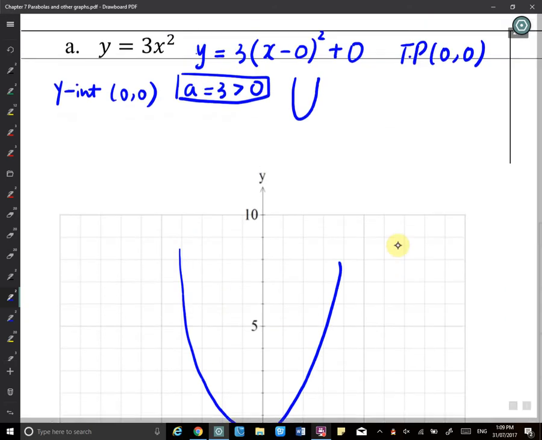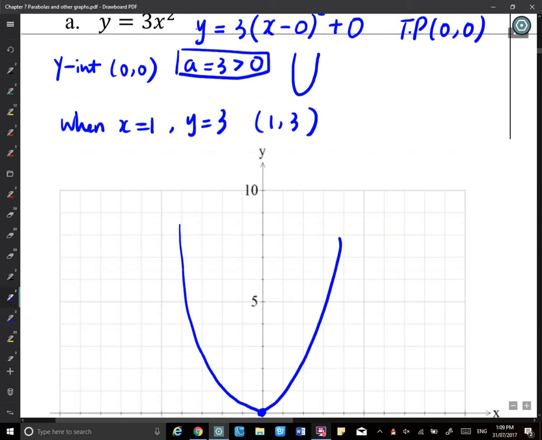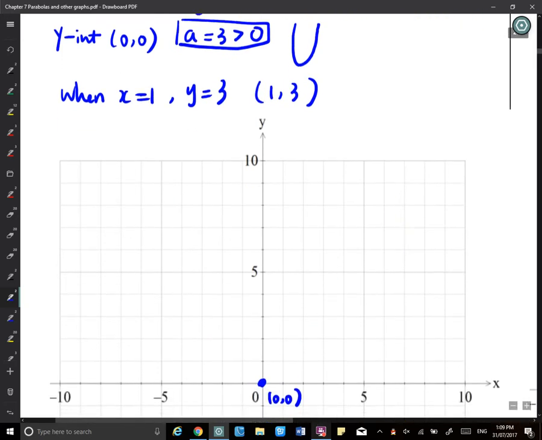So I will say when x equals 1, y equals 3. So 1, 3 will be another point. You can say x equals 2, it doesn't matter. You can choose any point. So I will count 1 and 3, which is this point here.